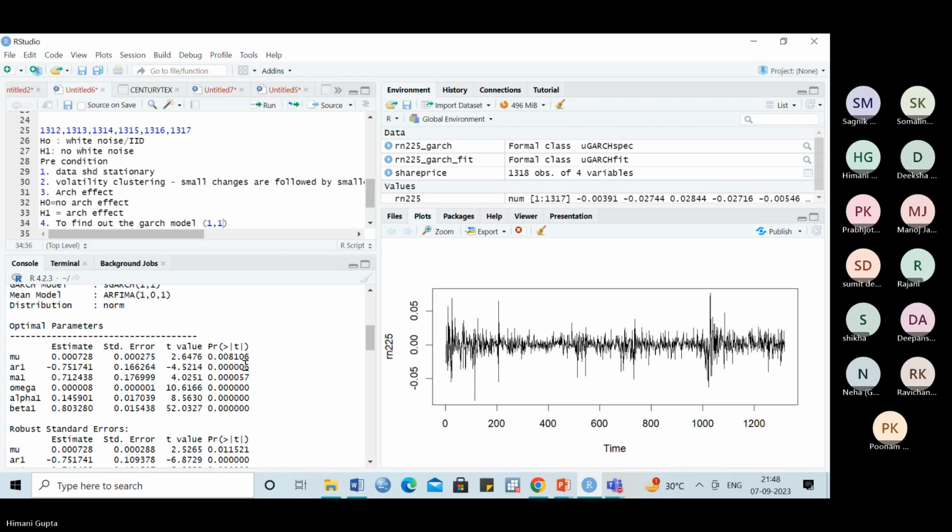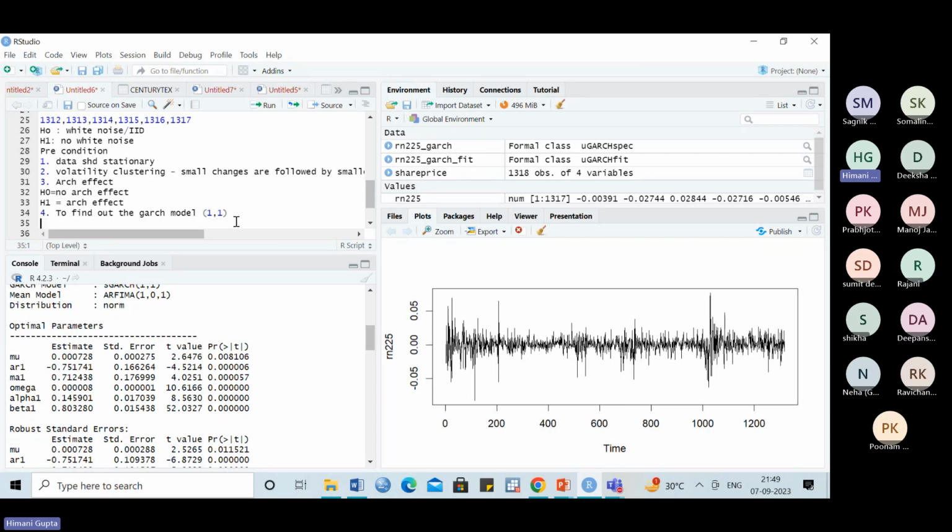Got it? Any doubt till here? What are we going to quote? We are going to quote this result. So whenever you will be making the equation, you will be using this result. For mu, AR1, MA1, it's up to you whether you want to use it or not. In the equation, I will be writing your Rn2to5 T. Let us write it over here.